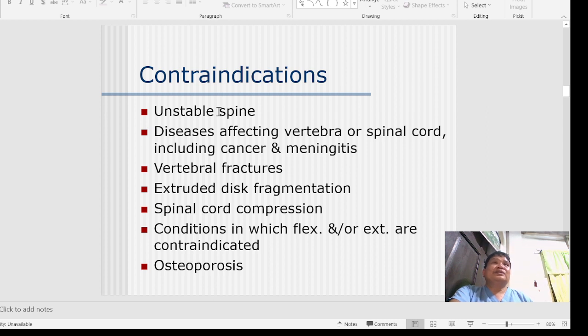Spinal cord injury where the cord is already compressed, no? It is not allowed. You cannot apply traction, because the cord is already pinched. It might further injure the cord if we try to apply traction. Operation is much better instead. Osteoporosis.